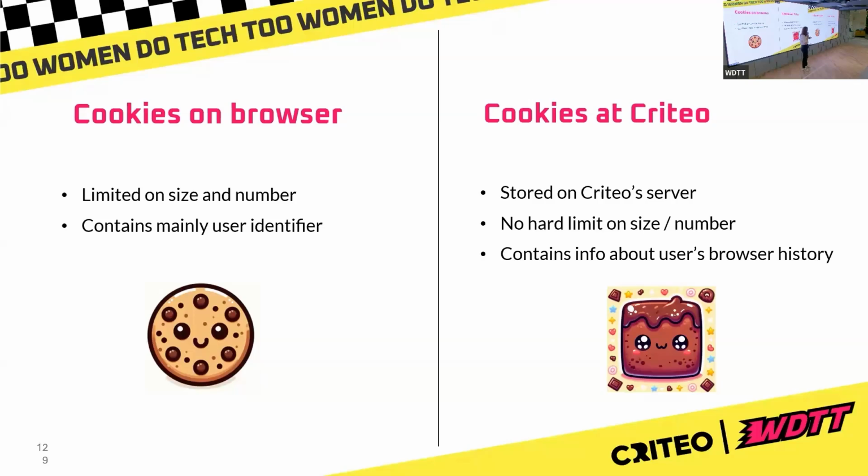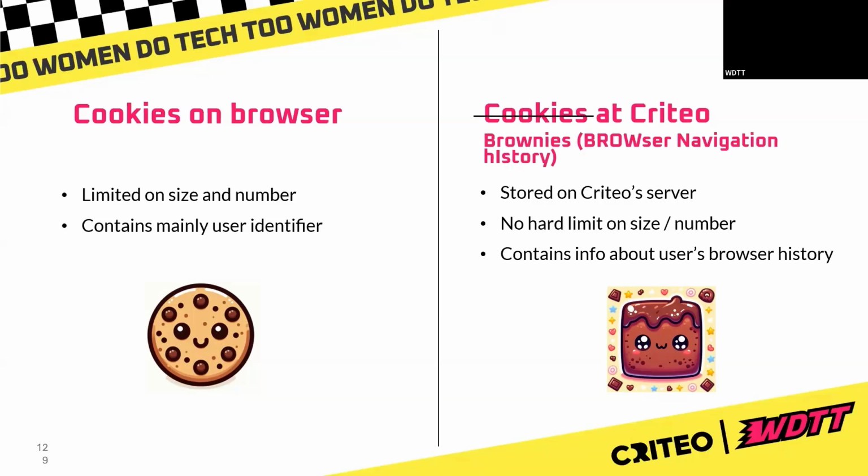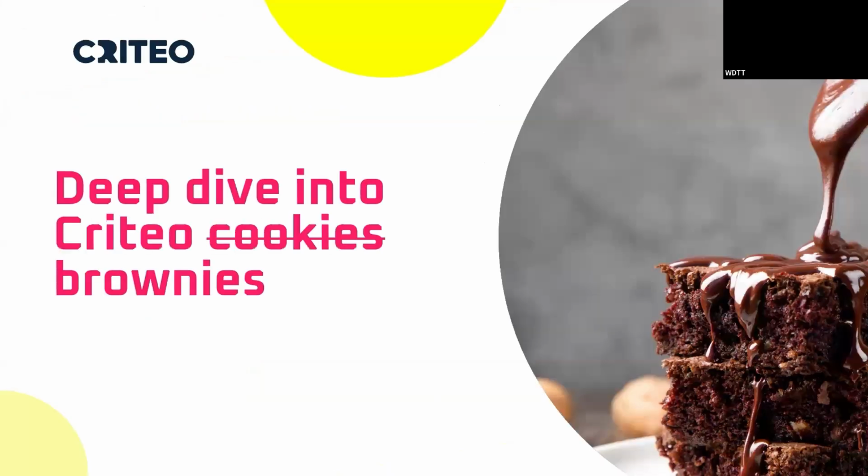And because it can be confusing to have the same word for two different things, I will use another term. I forgot to say that in cookies at Criteo, we are storing, obviously, information about the user's browser history. And this is why I choose to use another term for cookies at Criteo. We will call them brownies, for browser navigation history. And I needed this as the third point, otherwise it was complicated. Okay. So now let's dive into brownies.